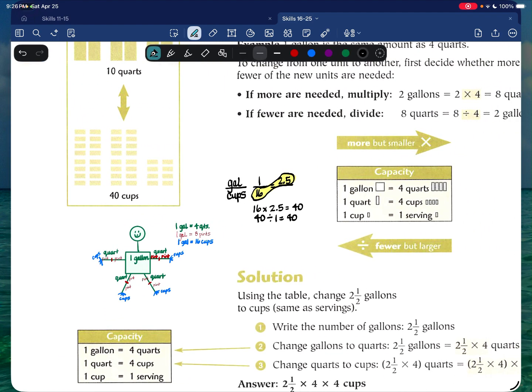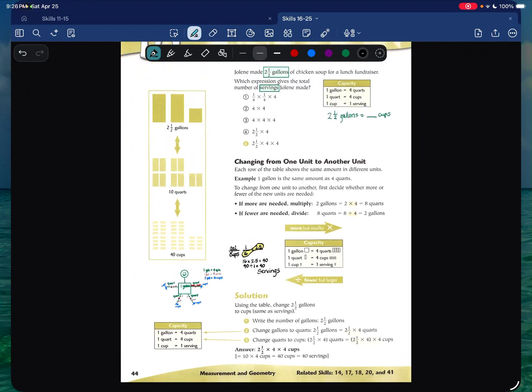So 40 servings or 40 cups would be the answer to this problem. So however you choose to do these, that's okay. As long as you're getting the correct answer, it will work.